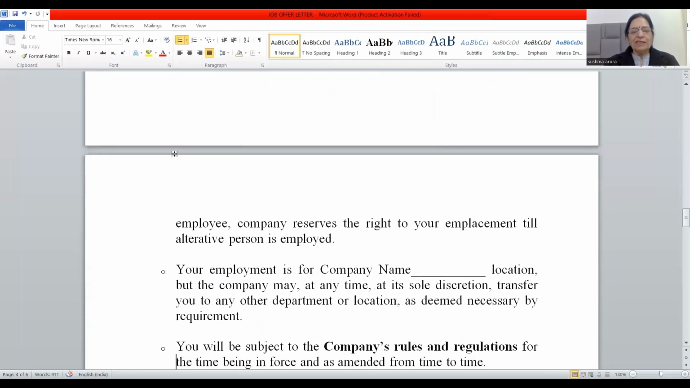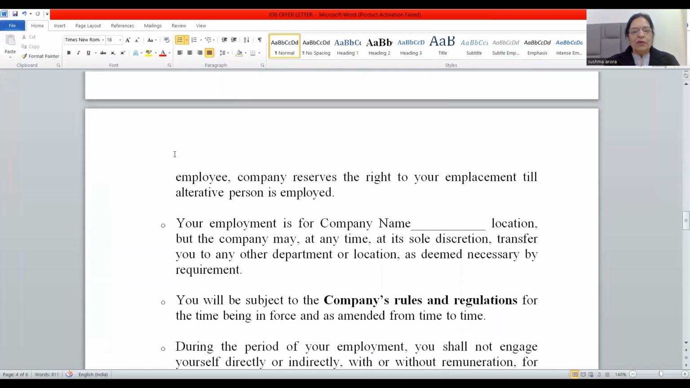Then after this, your employment is for company name. The name of the place will be written here, for which location that person has been appointed. Then it is the discretion of the company to transfer you to any department or location as deemed necessary by the recruitment requirement. So company has a right, friends. It is the prerogative of the company. The company has a right to transfer that employee to some other office also.